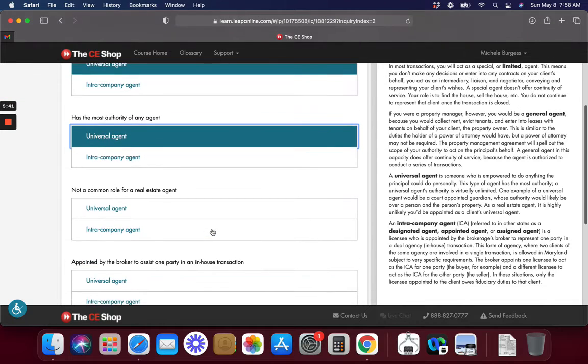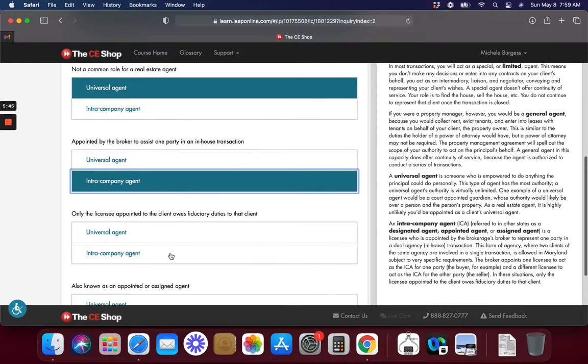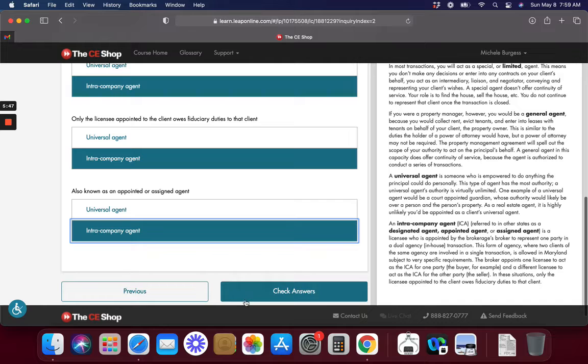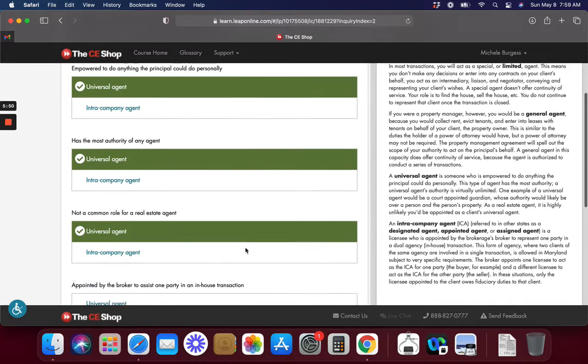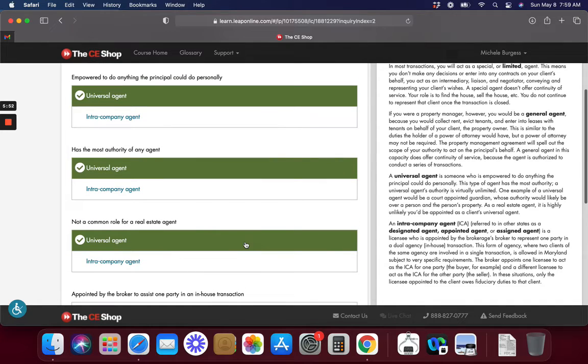It's the most authority, not a common role. I mean, neither one of these are common roles for real estate agents, so that's kind of shady there. So if you need to take any screenshots, here you go.